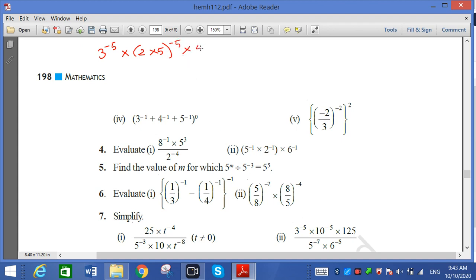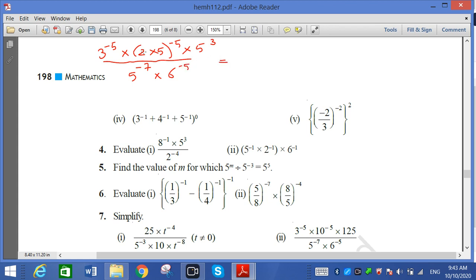125 means 5 to the power 3, upon 5 to the power minus 7. 6 means 2 to the power 3. Or one more thing, two ways we can do it; I have to write it as it is.